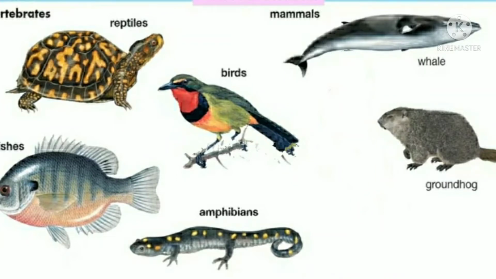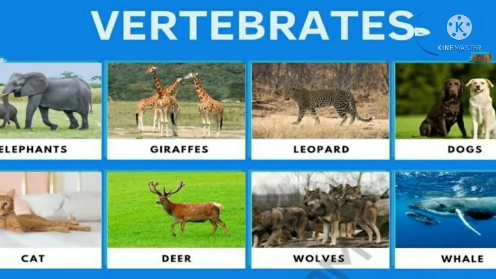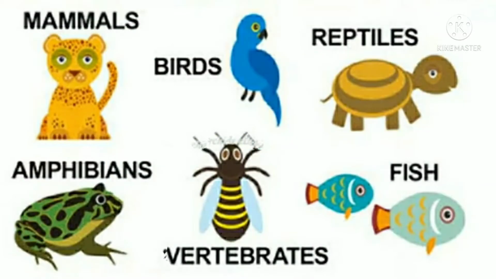Next, we can learn animals with a backbone. Animals that have a backbone are called vertebrates. What are vertebrates? Animals that have a backbone are called vertebrates. They are a more advanced group of animals. They are further divided into smaller groups like fish, amphibians, reptiles, birds and mammals. Every group has unique adaptations. Okay.